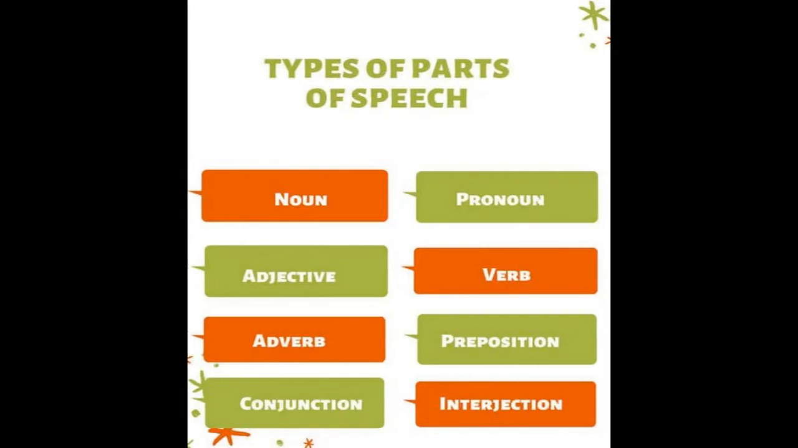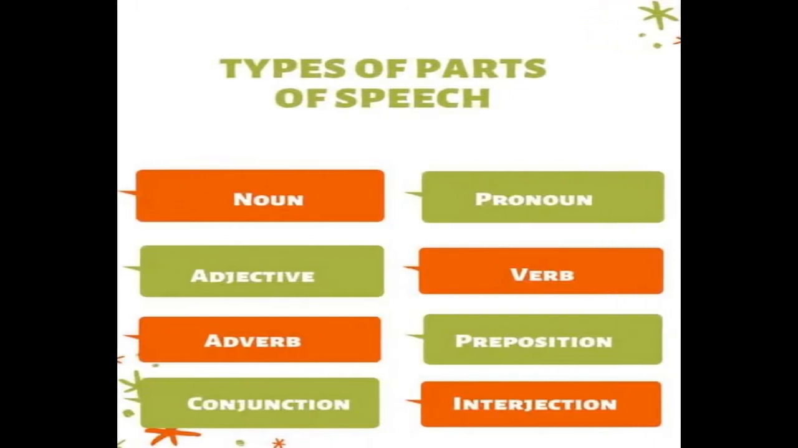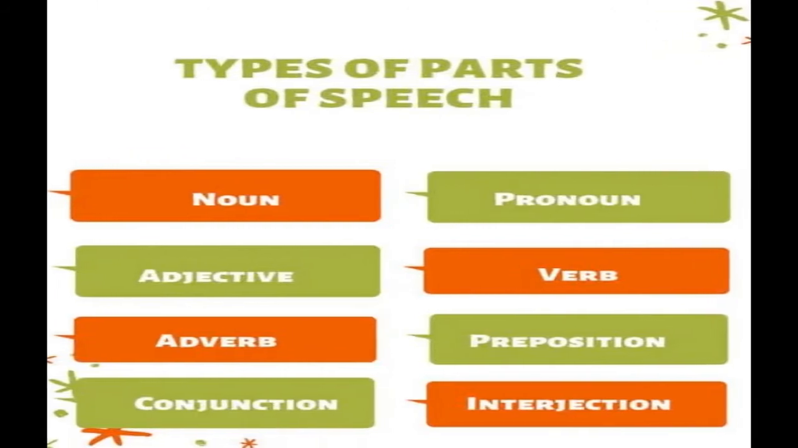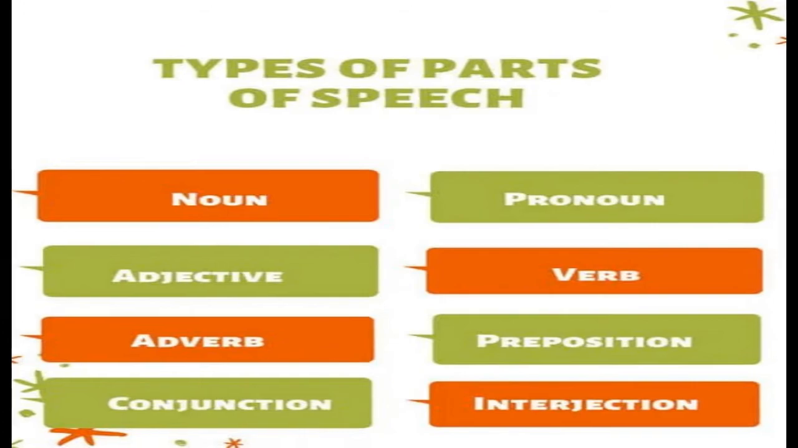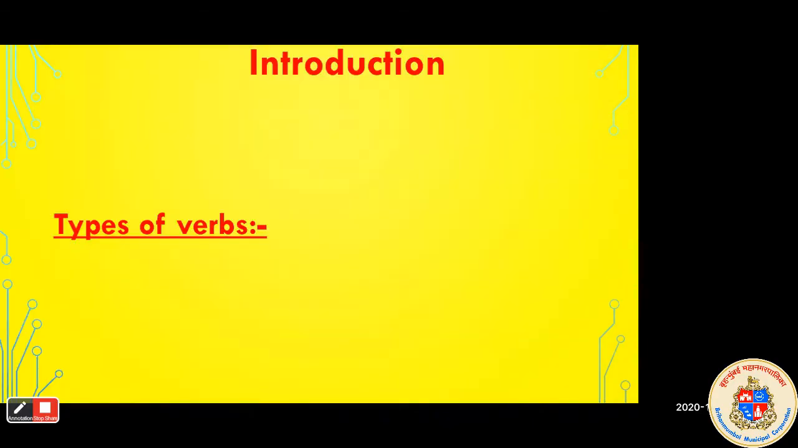Students, you all know that there are 8 parts of speech in English grammar: noun, pronoun, adjective, verb, adverb, preposition, conjunction, and interjection. Yes or no? All these are. So, my question is, what is verb? Can you say what is verb? Yes, anyone? What is verb?